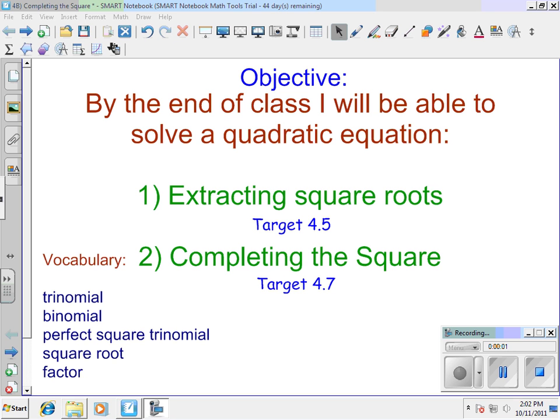All right, this is our second lecture, chapter 4. It's a continuation of solving by taking the square root. There's a lot of different ways to solve quadratics. Taking the square root is one of the simpler methods.